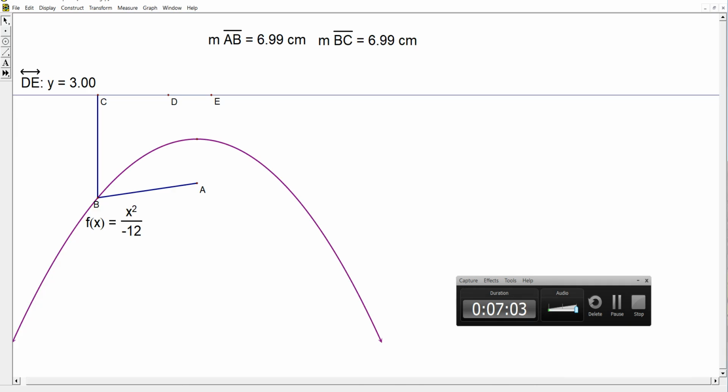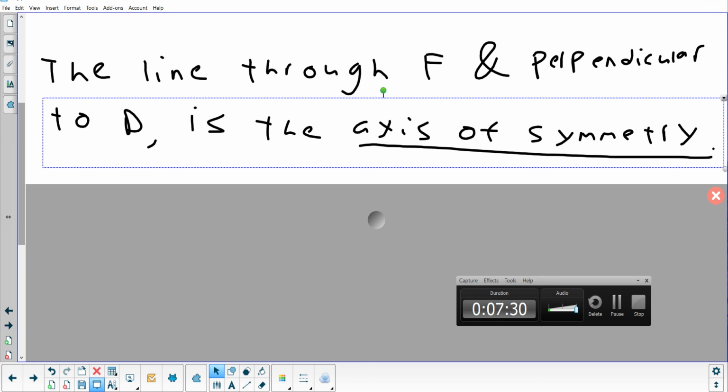Look at this. Here's your focus, point A. Here's your directrix, up here. If you draw a line perpendicular to the directrix, so it makes a 90-degree angle, and it goes through the focus, that would be the line of symmetry for the parabola. Right? Straight down through the focus. That's called the line of symmetry, or axis of symmetry.